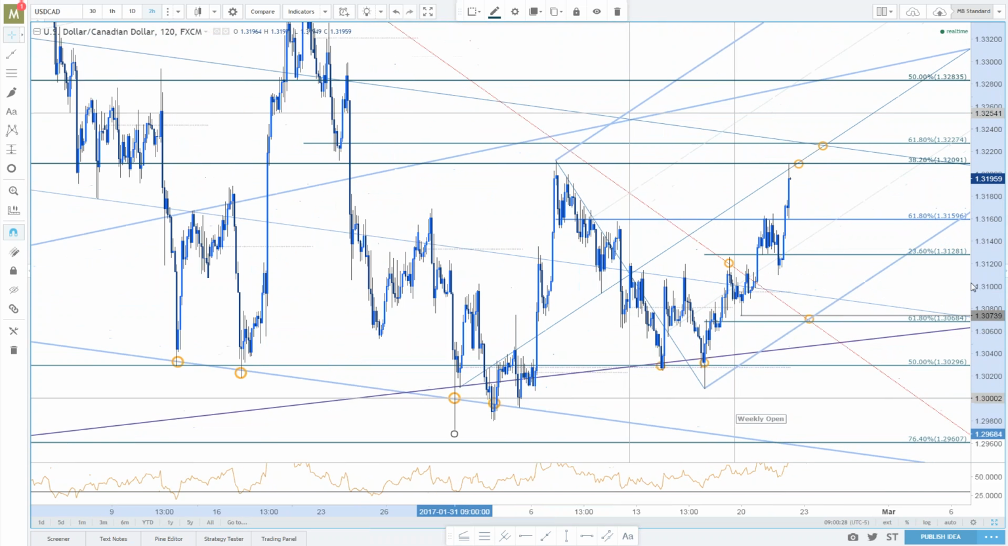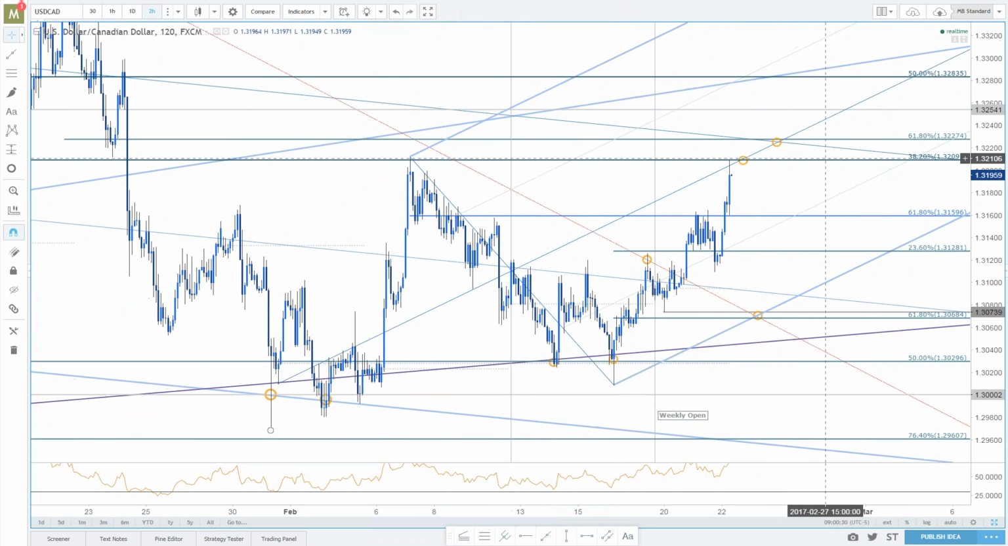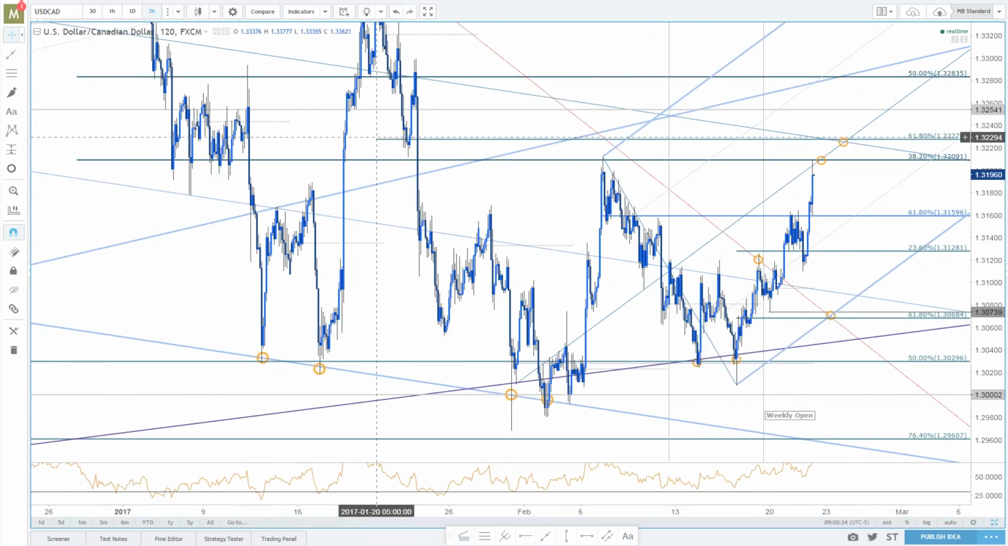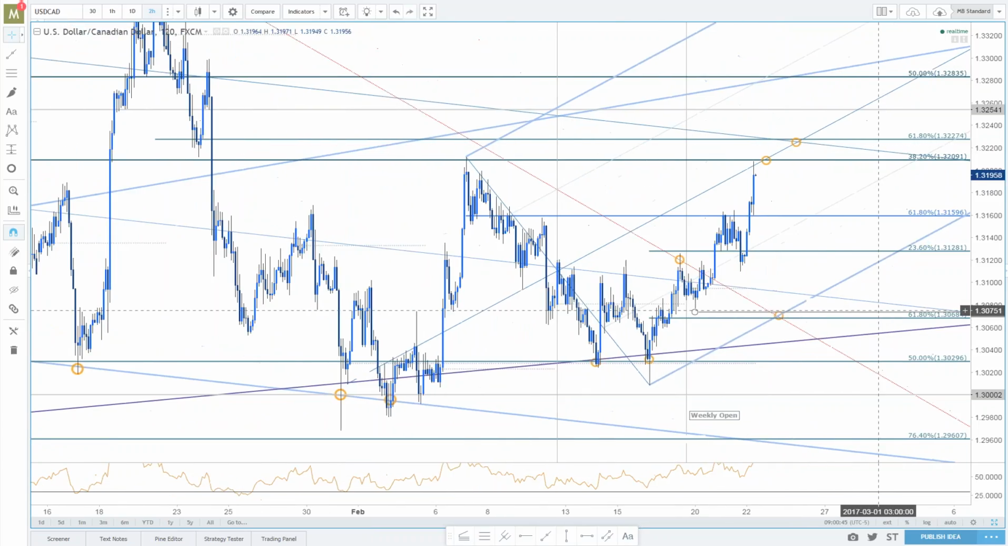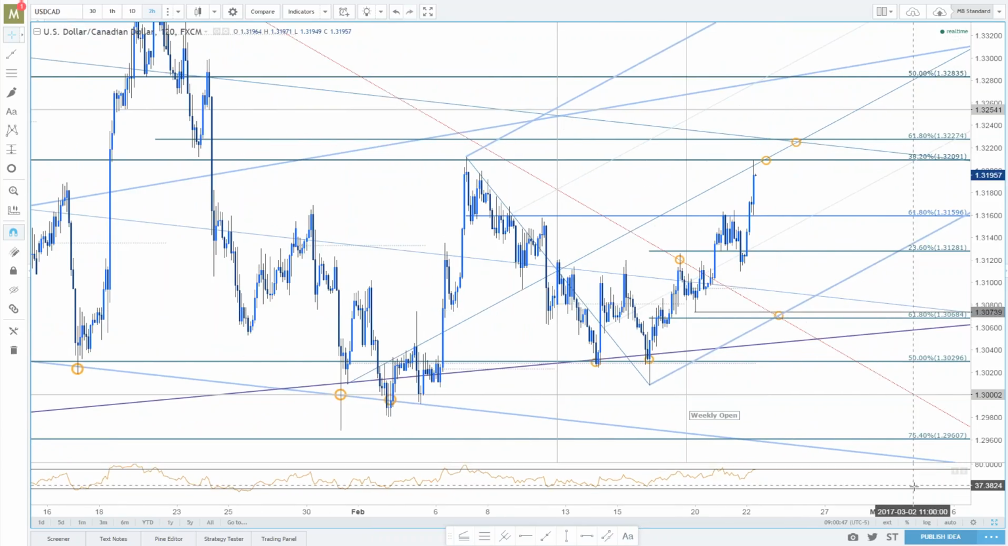Okay, next big upside target is still 32.27. It's not that far away. That's a 618 retracement, and that's the actual concerted median line of the entire formation off the highs. So certainly a little bit bigger of a beefy level here at 32.27 for dollar CAD.